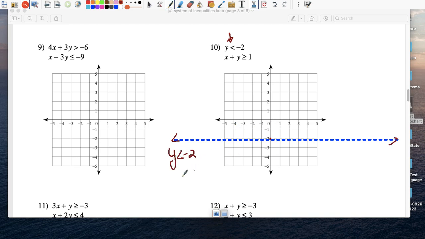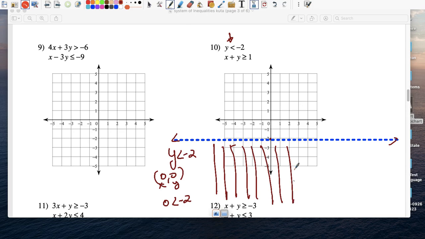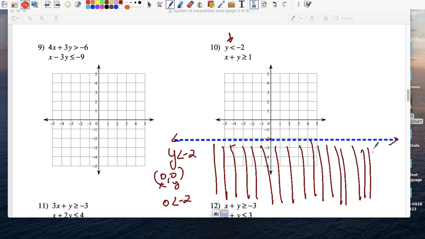So if you pick the point 0, 0 and plug it in, well, you don't have to worry about plugging in x. We plug in 0 for y. We get 0 less than -2. Is 0 less than -2? It is not. So where do we want to shade? We want to shade this way. So any point under the blue line, not including points on the blue line, will make that inequality true.